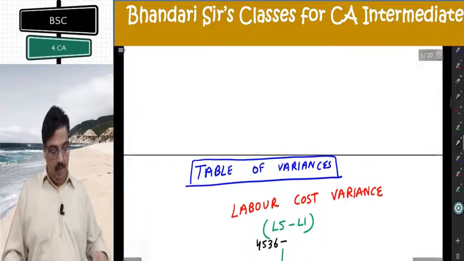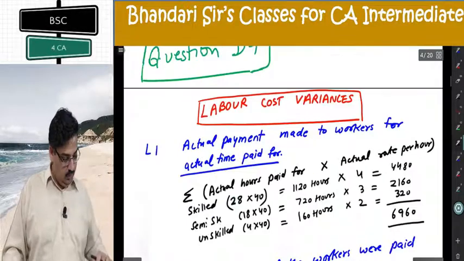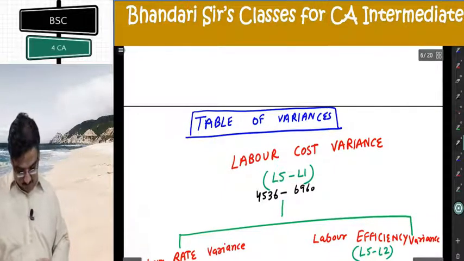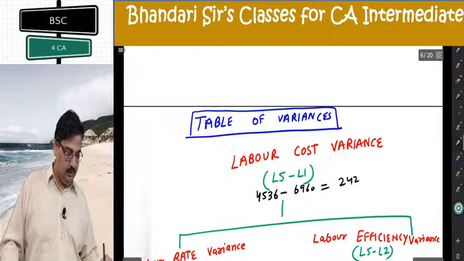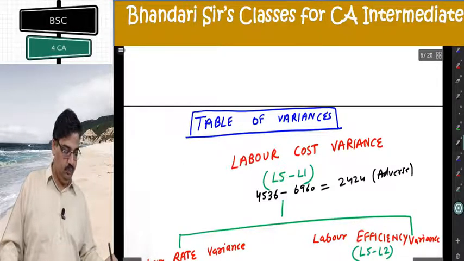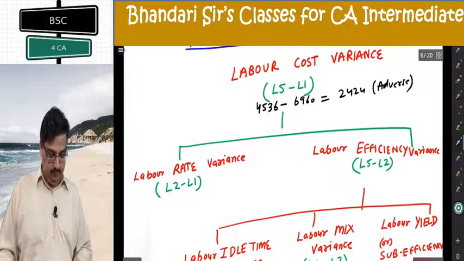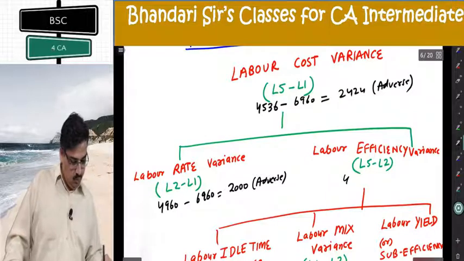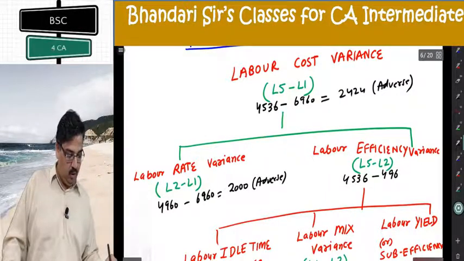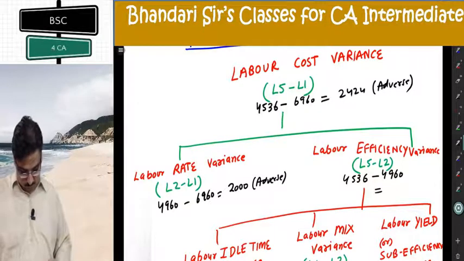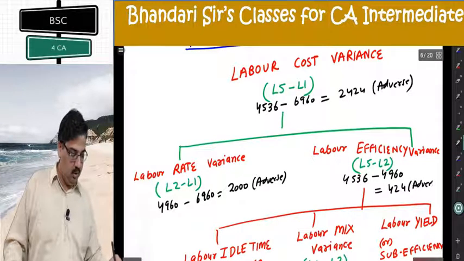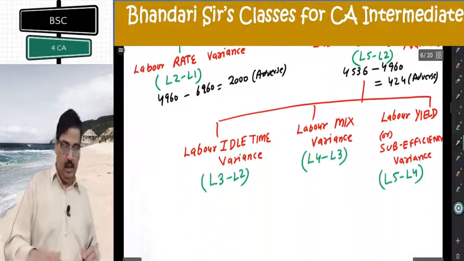4536 minus L1, 6960. Two four adverse. L2 minus L1. 2000 adverse. 4536 minus 4960. 424 adverse. Idle time variance L3 minus L2.